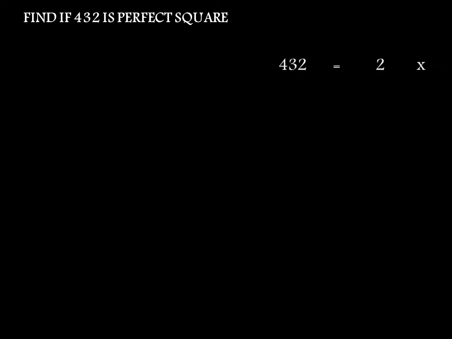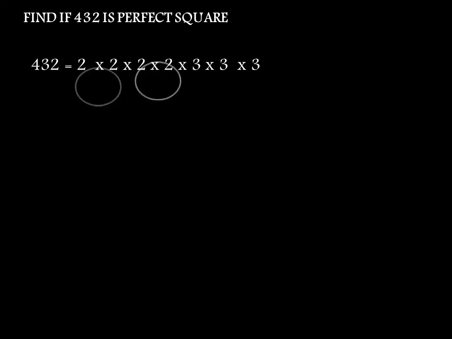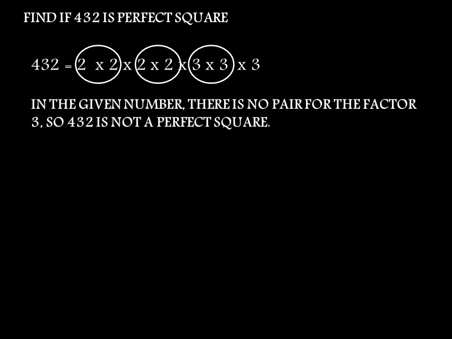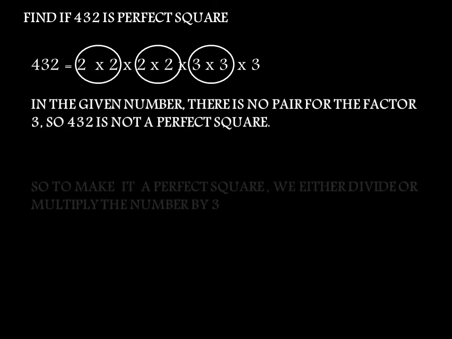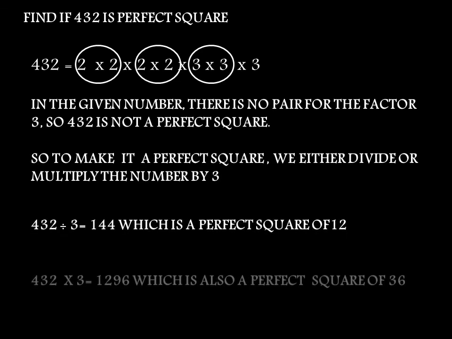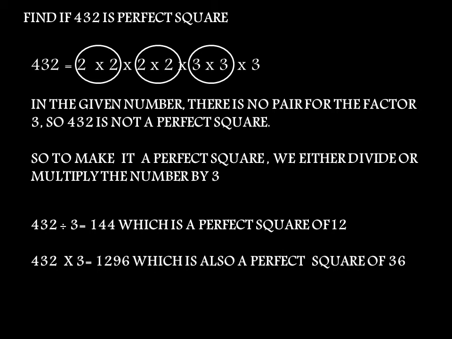Now let's find if 432 is a perfect square or not. In the given number, there is no pair for the factor 3, so 432 is not a perfect square. So to make it a perfect square, we either divide or multiply the number by 3. 432 divided by 3 equals 144, which is the perfect square of 12. 432 multiplied by 3 equals 1296, which is also a perfect square of 36.